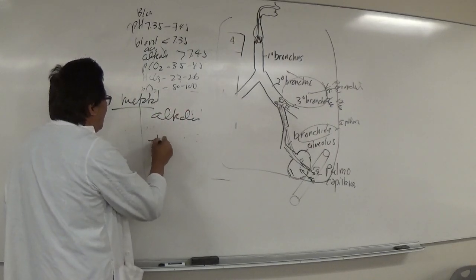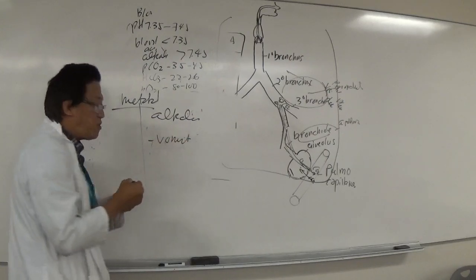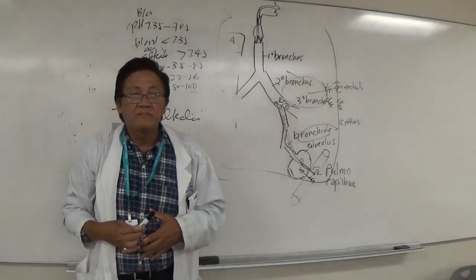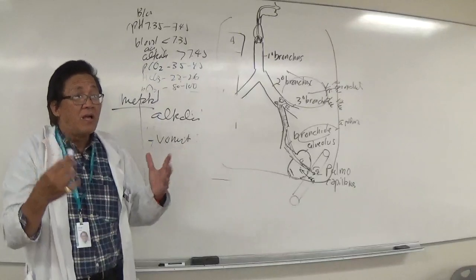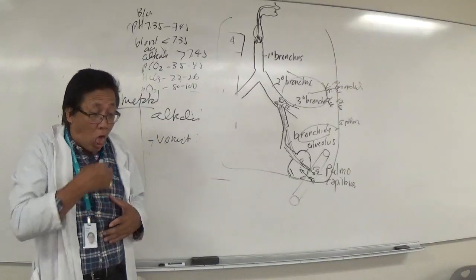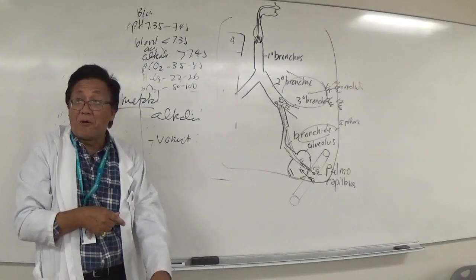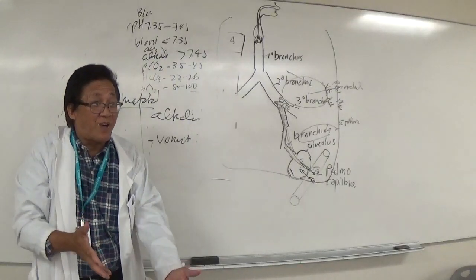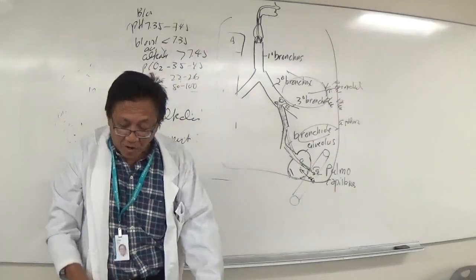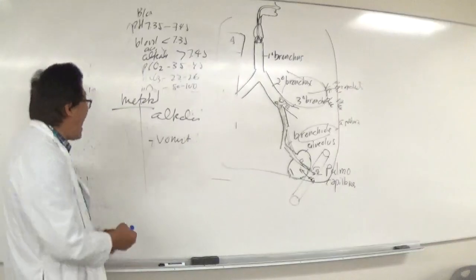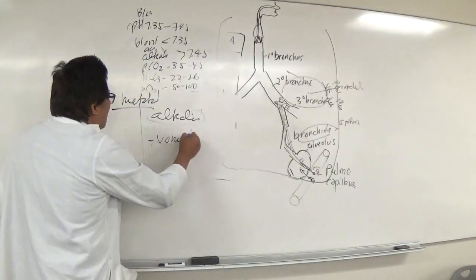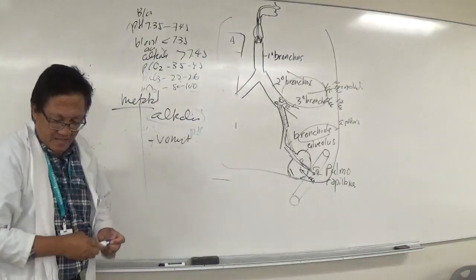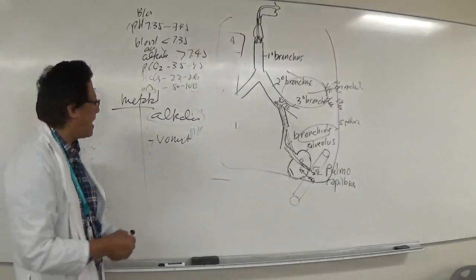Example is what? When you vomit, right? Okay, when you vomit, what is found in your stomach? Acid. Hydrochloric acid. So look at me now. Acid in my stomach, you vomit, where's the acid now? Oh, it's on the floor. If the acid is on the floor, I'll become what? Alkaline. Does it make sense to you guys? Yeah. So my pH will be what? Greater than 7.45. Okay, very good.